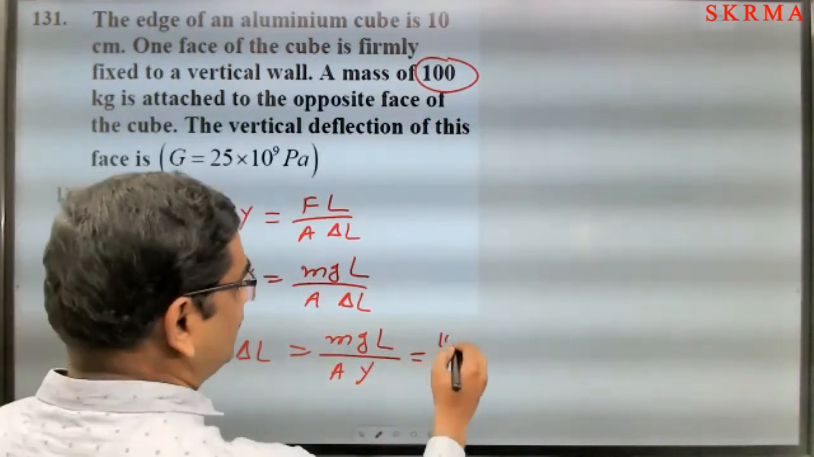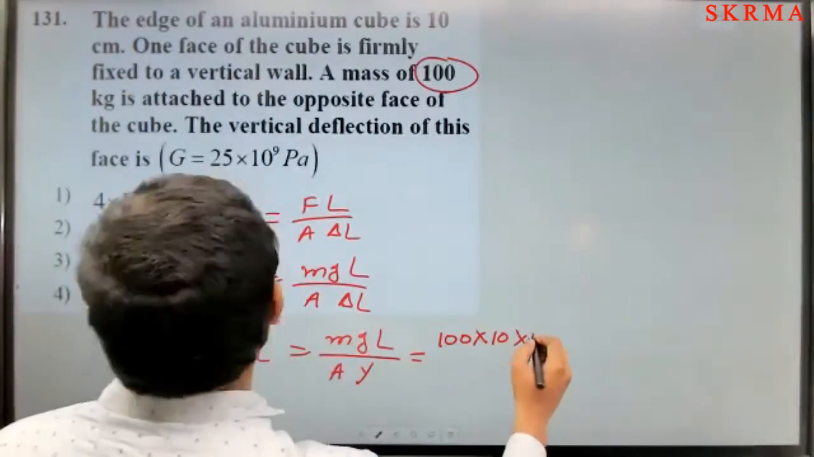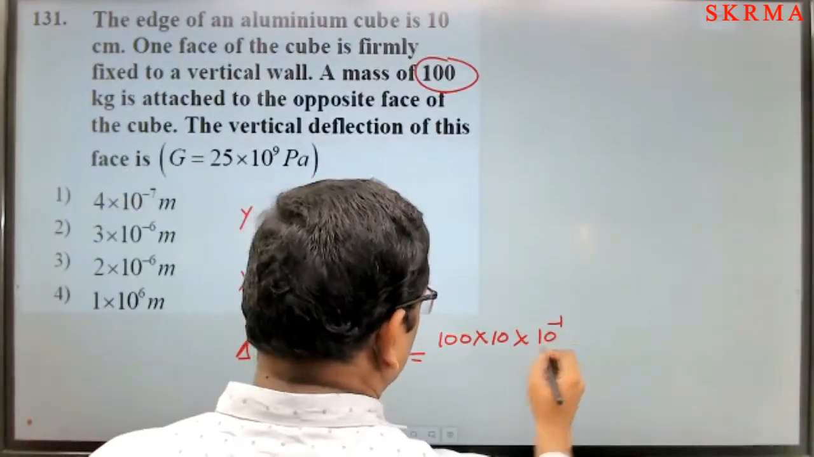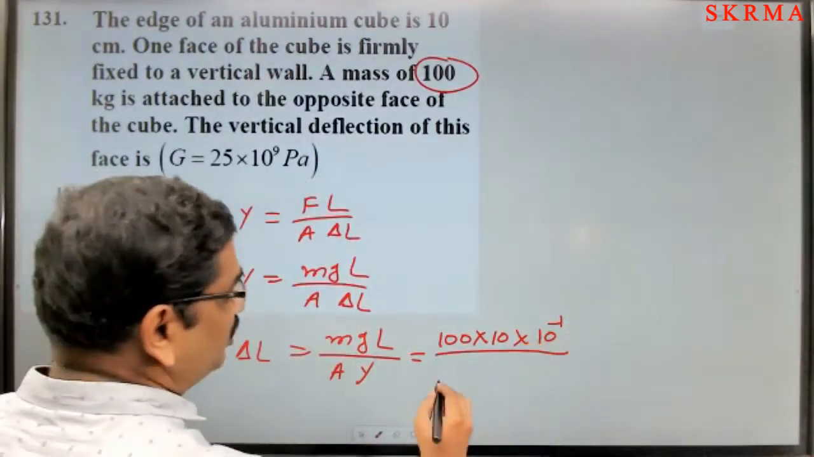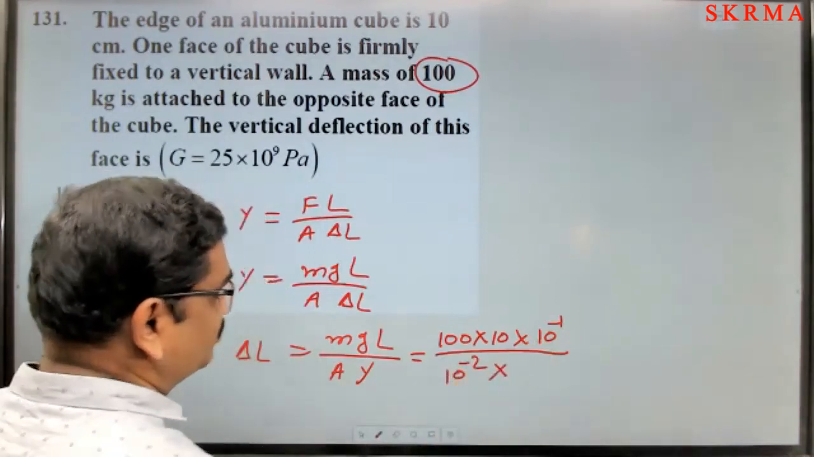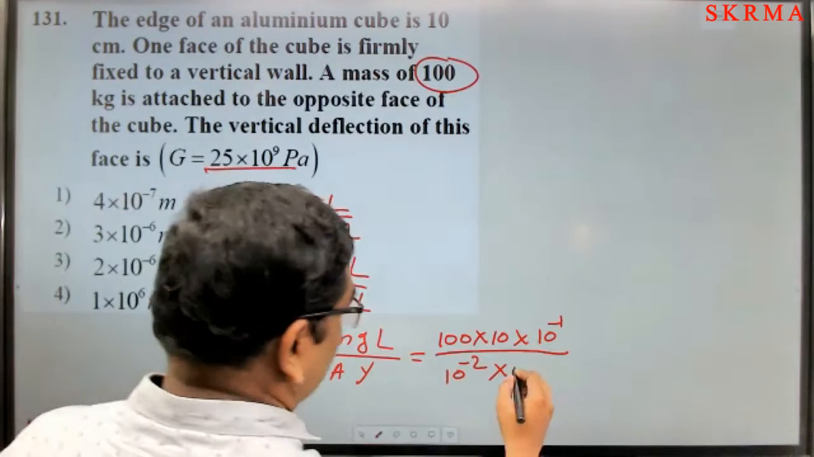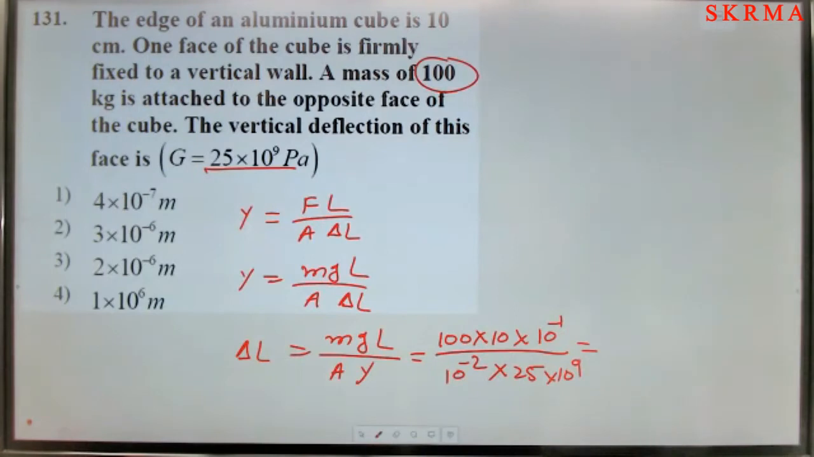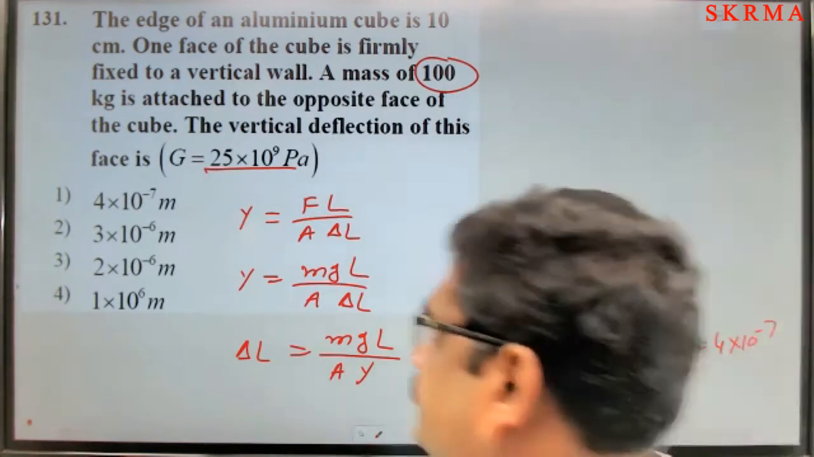Substitute the values. M value 100 kg, g value 10, length of one side of the cube 10 centimeter means 10 power minus 1 meter, by area 10 power minus 2, that means 10 power minus 2, whole square. So Young's modulus 25 into 10 power 9. Now solve this one further. So 100 by 25 into 10 power 7. So 100 by 25, 4. 4 into 10 power minus 7. First option.